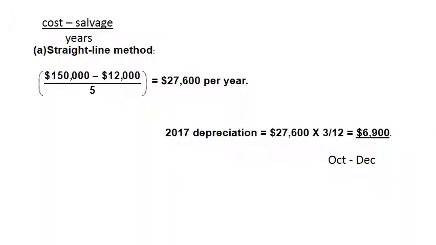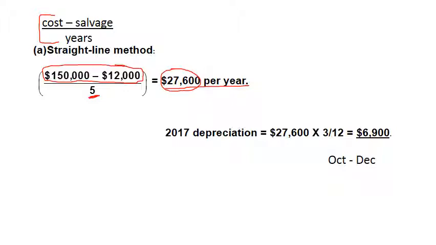So first step, we're going to do straight line. Remember, the formula for straight line is the cost minus the salvage divided by years. So the cost of 150,000 minus the salvage of 12,000 gives you something called the depreciable base, or the depreciable cost. We then divide that by the number of years, the useful life. That will give us the calculation of depreciation expense per year.